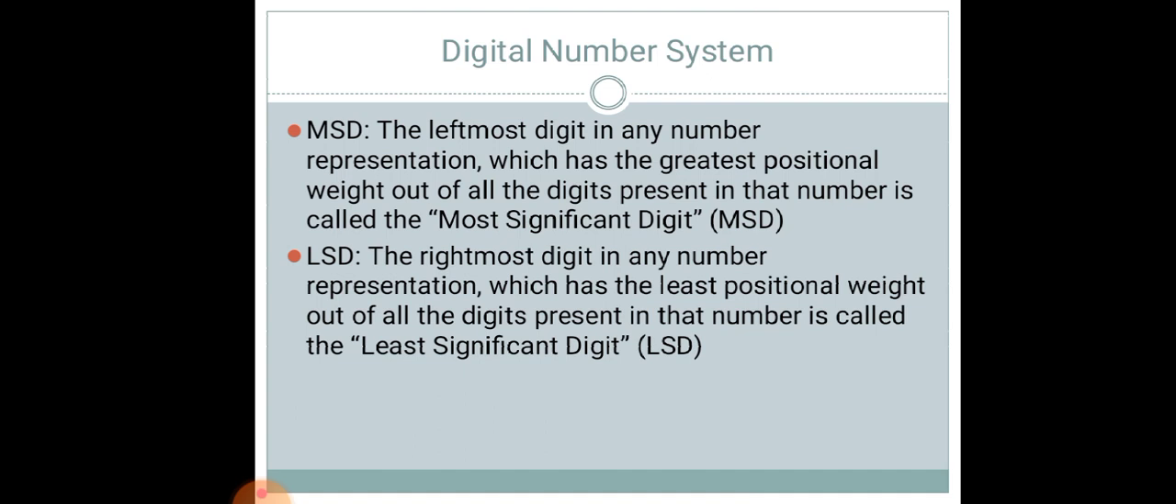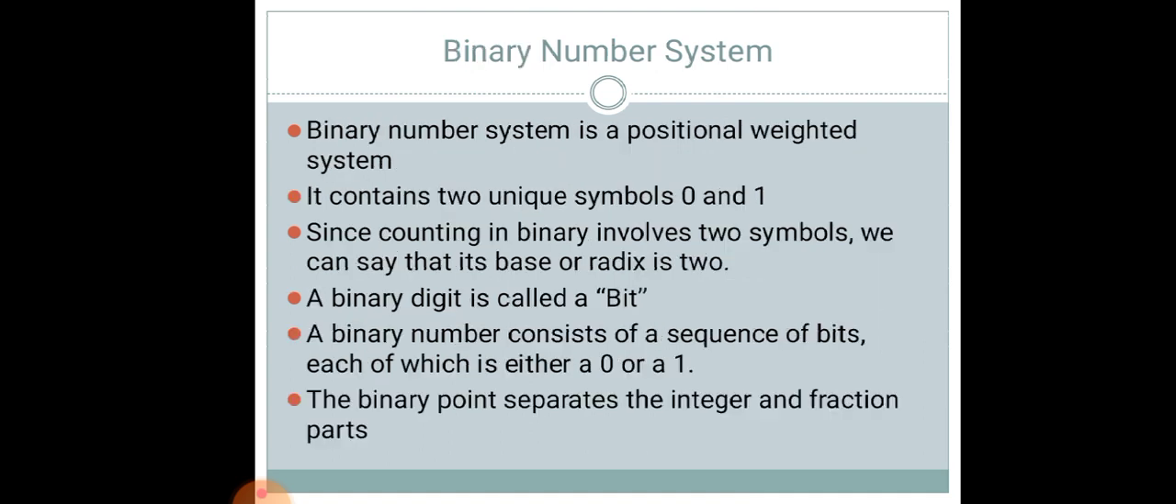Such questions will be asked in the MCQ exam. What is the most significant digit and least significant digit? The number with the greatest positional weight is called the most significant digit, and the number with the least positional weight is called the least significant digit. The least significant digit is on the right hand side, and the most significant digit is on the left hand side, right?